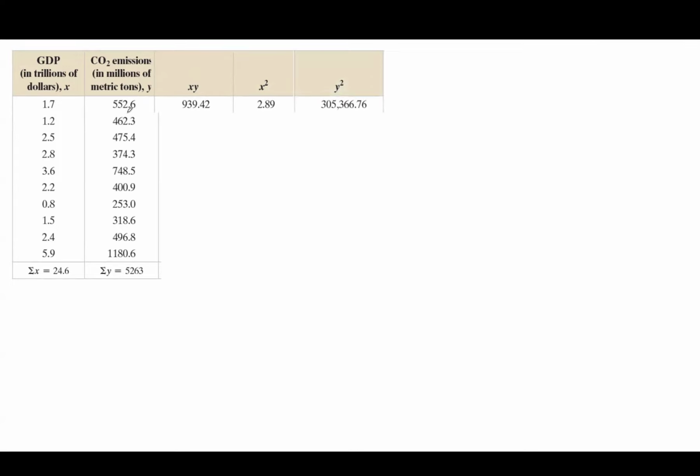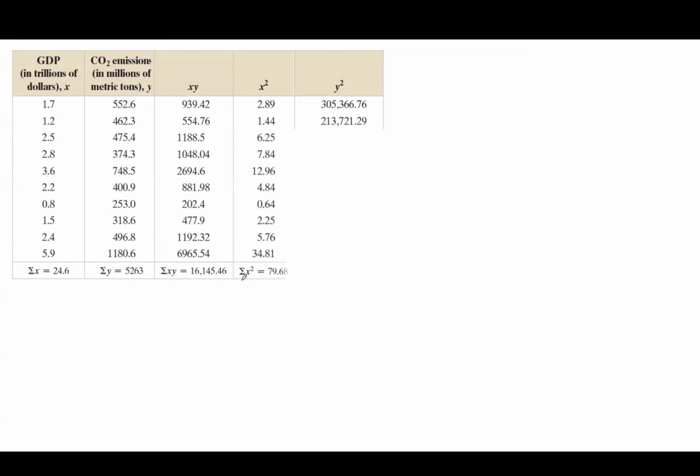552.6 multiplied by 552.6. And then you're going to repeat the process for each pair of x and y's. X times y, then x squared, then y squared, and repeat the same process. In the final step, you're going to add all x values, add all y values, add all x times y's, add all x squareds, and finally add all y squared. Because in the formula, we're going to use each one of these.